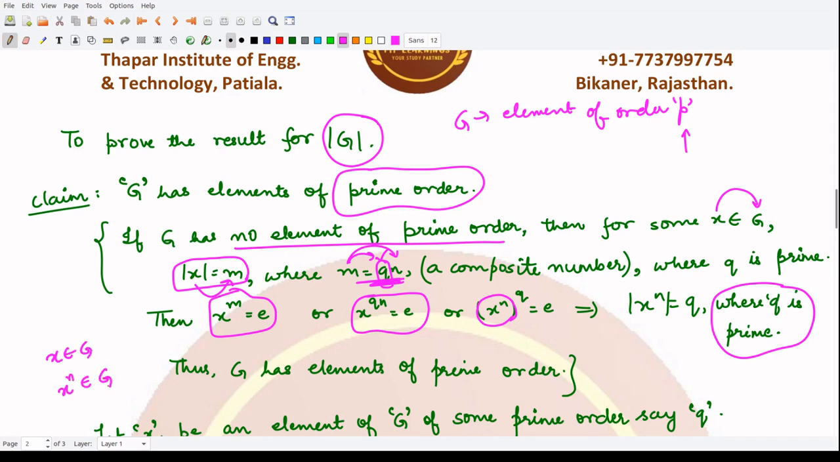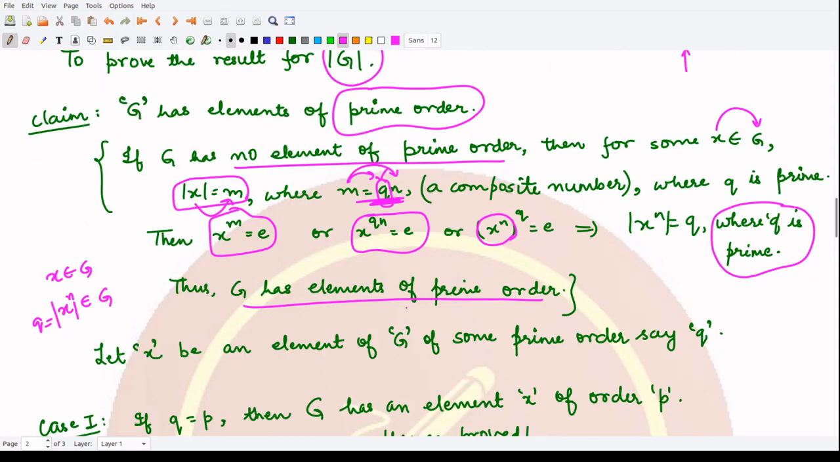So that means G now contains an element x raised to power n which is having prime order, right? Its order is Q. So we say G has elements of prime order within it. One thing is proved. Now we have to prove in particular that the order should be P, right? So here we found an element x such that its order is Q.